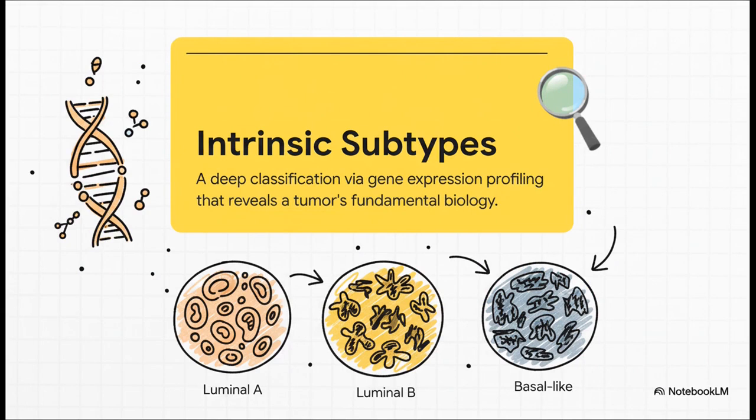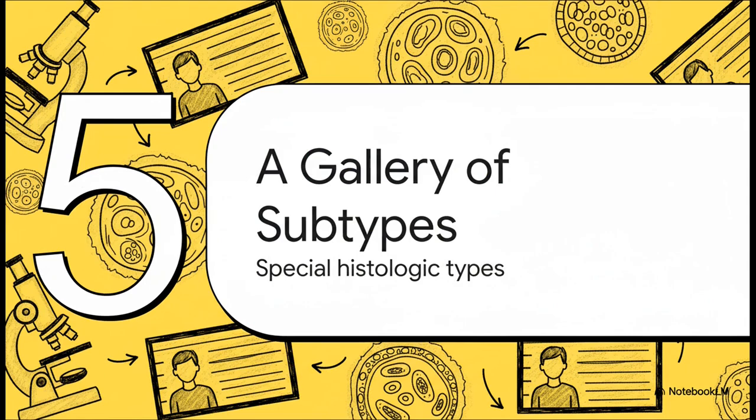But wait, we can go even deeper. Beyond just those 3 biomarkers, we can actually look at the expression of hundreds of genes. This is called gene expression profiling, and it gives us what we call an intrinsic subtype. Think of it as finding out the tumor's true personality. This gives us super detailed profiles like luminal A, luminal B, and basal-like, and these can predict the tumor's behavior with even more accuracy.